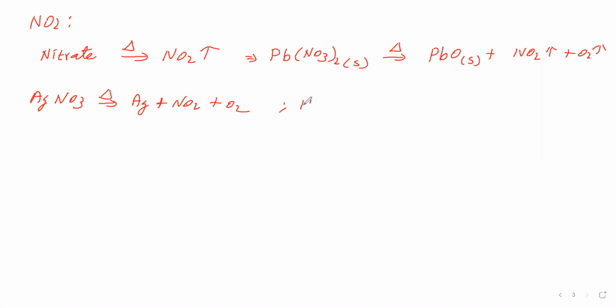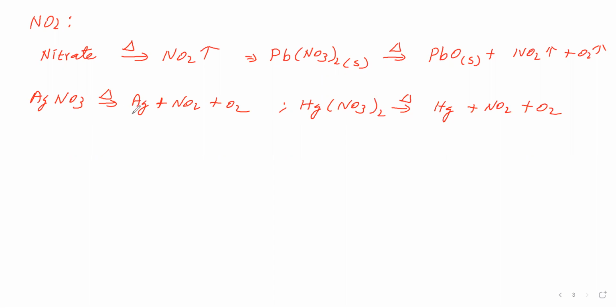Then another exception, mercuric nitrate. Mercuric nitrate on heating gives mercury, NO2, and O2. It is not giving mercuric oxide because mercuric oxide easily undergoes thermal decomposition to give mercury and oxygen. So in general, metal nitrate on heating gives metal oxide, NO2, and O2. The exceptions are silver nitrate and mercuric nitrate.